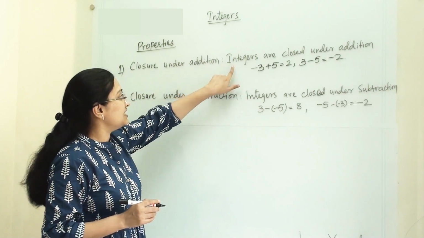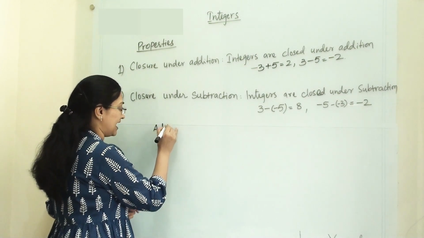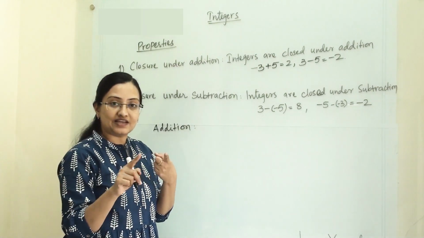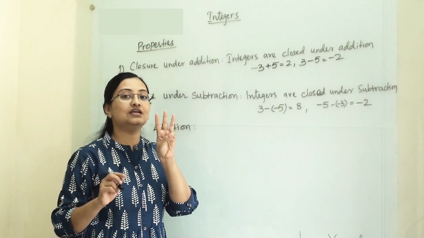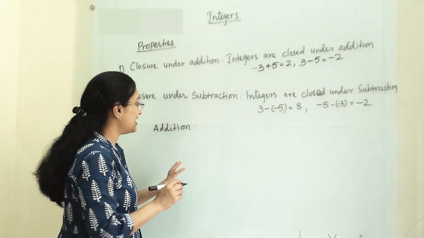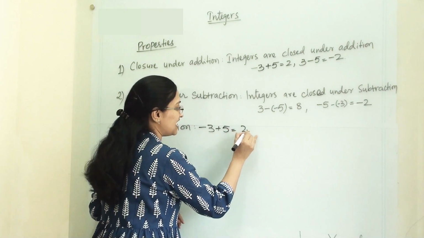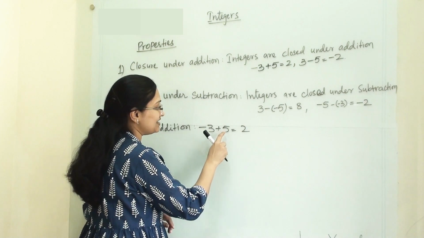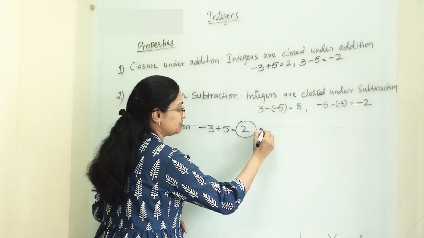Here, first is integers are closed under addition. When we are doing addition on integers, it means all the negative numbers, 0 and all the positive numbers. All these three come under integers. So when we perform an operation like -3 plus 5, the answer is 2. Why? Because minus plus will become minus, and it will carry the bigger number's sign. So here our answer is a positive integer.